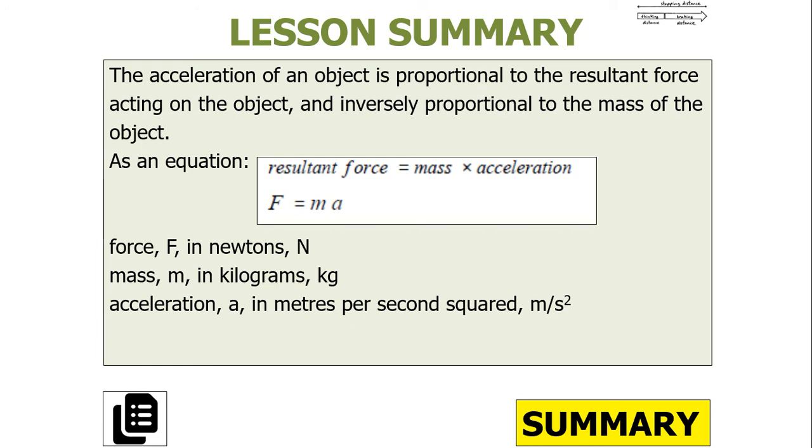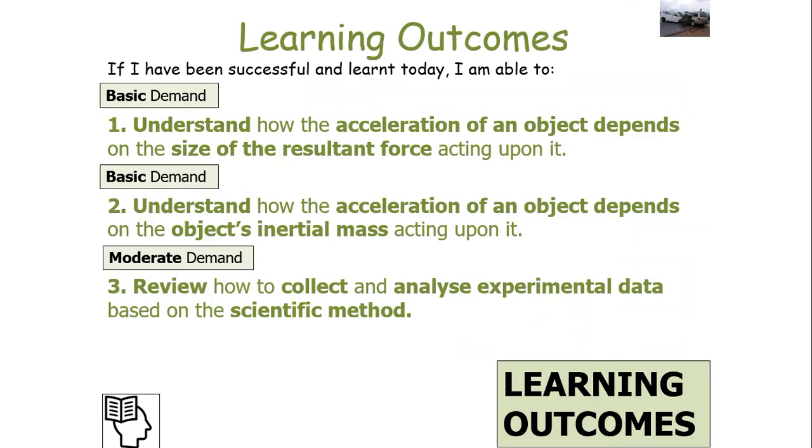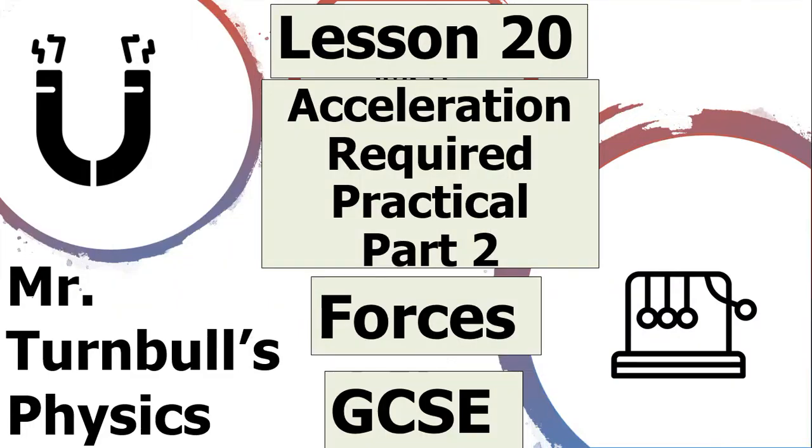Also in today's lesson, we should be able to see how we can do an experiment to verify this particular equation. If we've been successful, we understand how the acceleration of an object depends on the object's inertial mass, and we can review how to collect and analyze experimental data based on the scientific method. I hope you've enjoyed today's lesson looking at the acceleration required practical, and you understand how acceleration can be linked to the inertial mass of an object and can be measured experimentally.